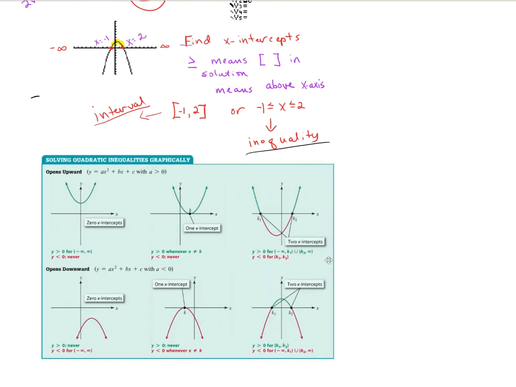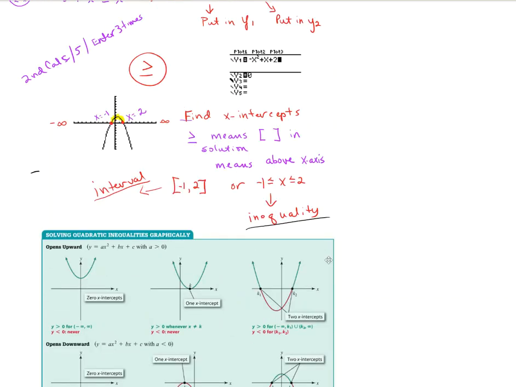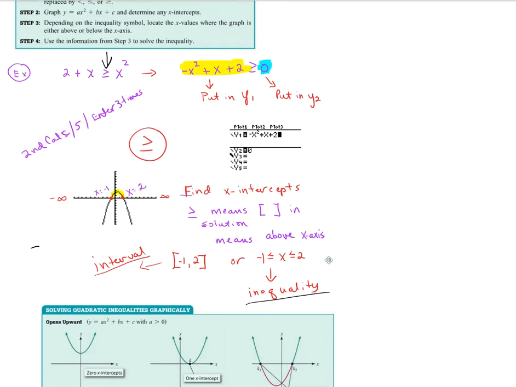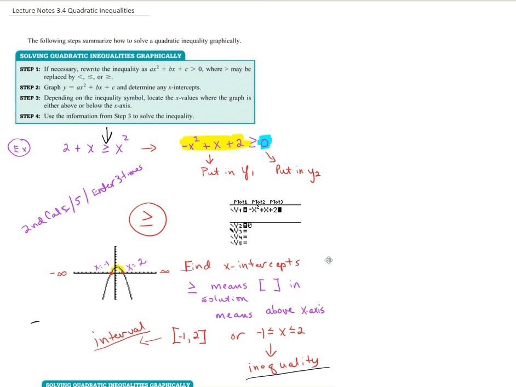I think that's the way we're going to do it. So that's it for the lecture notes. Let's go actually solve our problems.